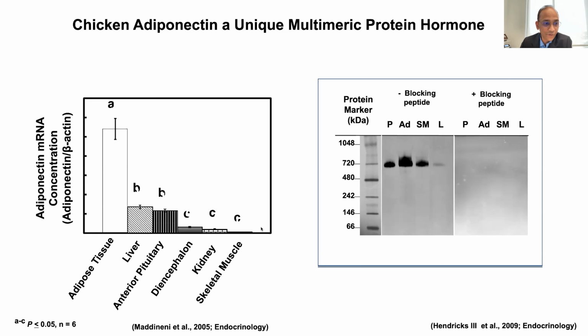Using the antibodies that we made for adiponectin, again, we found chicken to be very unique in that the adiponectin protein or hormone in blood circulation is actually a multimeric protein. The single monomeric unit of adiponectin is only a 30 kilodalton protein, but it does not circulate in blood as a monomeric form. Rather, it complexes itself and forms a polymer, and that polymer is about 720 kilodalton in size, which you can see here. We saw the same thing in plasma, adipose tissue, and to some extent in skeletal muscle as well.